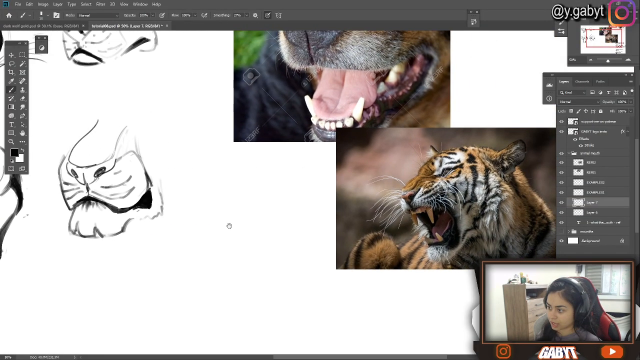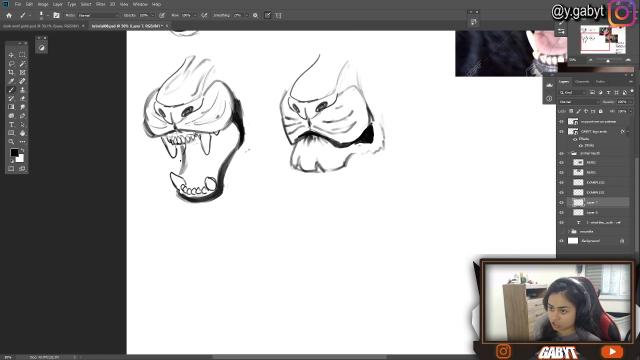Okay, the tongue is gigantic, but like gigantic. I mean that. It even bends in the sides. You see that? It even bends.